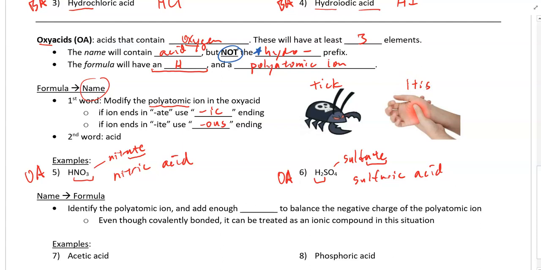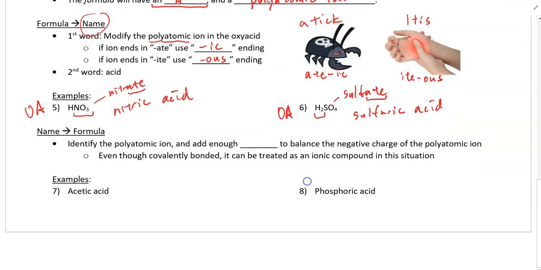So again, what exactly does this mean? Well, if I take -ate-ic and say it fast enough, -ate-ic sounds kind of like a tick, right? A tick, -ate-ic, a tick. So this is a tick. And then if a tick bites you, you get a little bit of redness and inflammation, so that becomes -itis. So a tick, -itis. A tick bites you, and you get a little bit of inflammation. We have the suffix -itis, a tick, -itis.